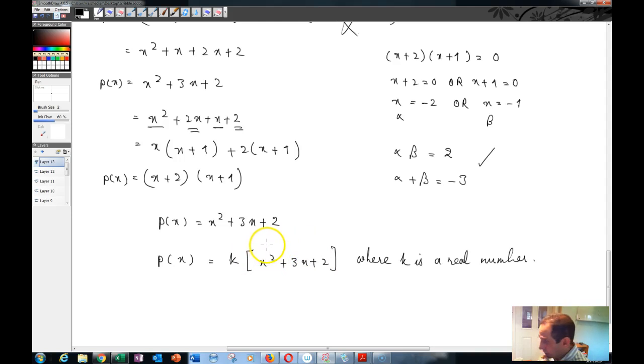Okay, so in the next video we are going to talk about cubic polynomials and the relationship between the coefficients and the roots of the polynomial. So I'll see you in the next video.